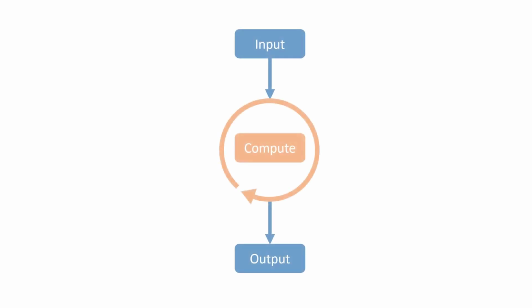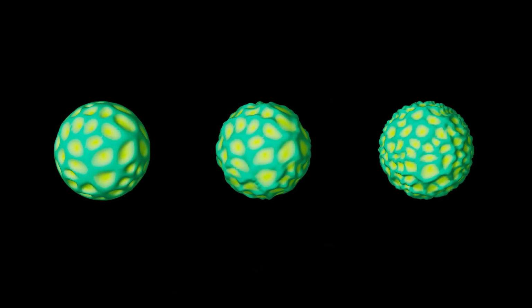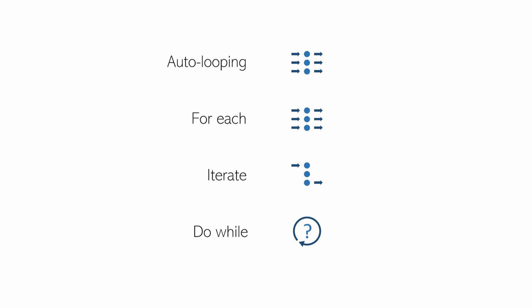Our topic today is looping. In the loop, the same process is repeated at each iteration. Being able to construct loops allows you to rapidly generate a large amount of data and create shapes with a high level of complexity. In this tutorial, I'll first introduce the looping constructs in Bifrost, including auto looping, for each, iterate, and do while. Then I'll show you how to generate colors and create this animation using a combination of loops. Without further ado, let's get started.